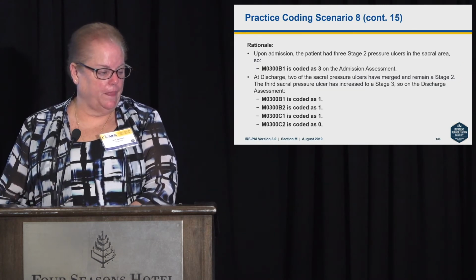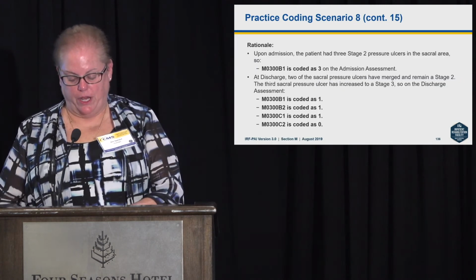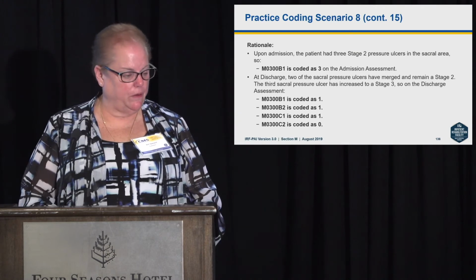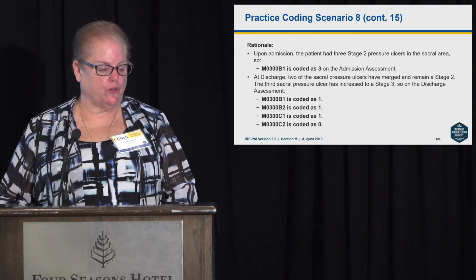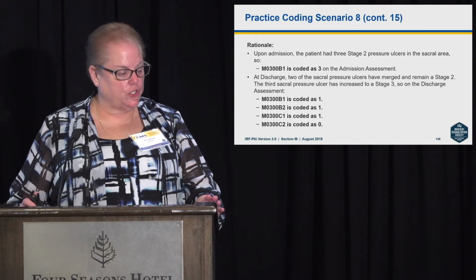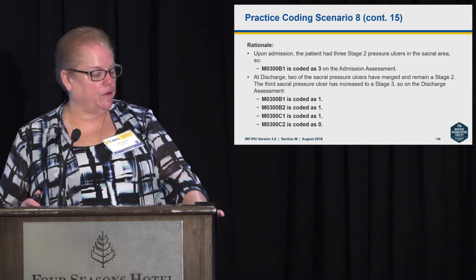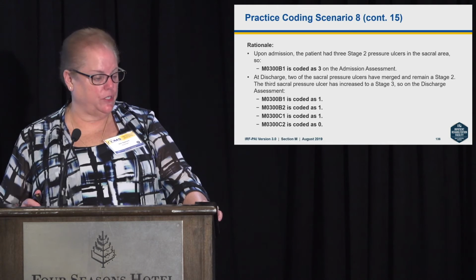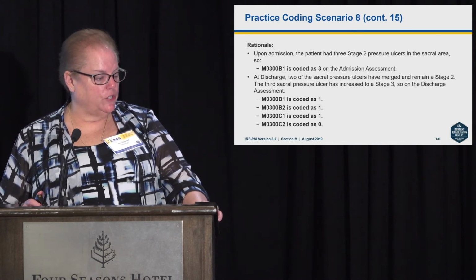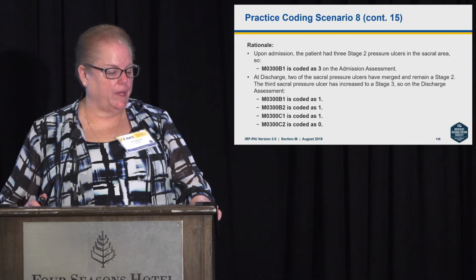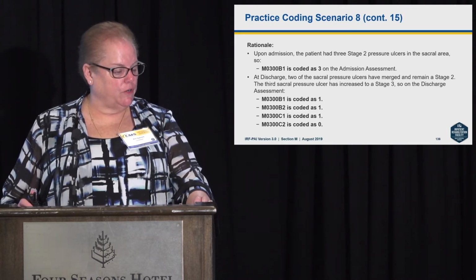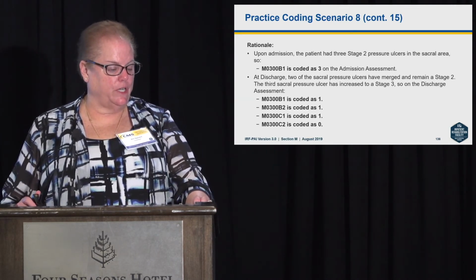All right, so it's important, let's go through the rationale for this particular coding scenario. Upon admission, the patient had 3 stage 2 pressure ulcers in the sacral area. So you were correct, M0300B1 is coded as 3 on the admission assessment. At discharge, 2 of the sacral pressure ulcers have merged and remain a stage 2. The 3rd sacral pressure ulcer has increased to a stage 3.